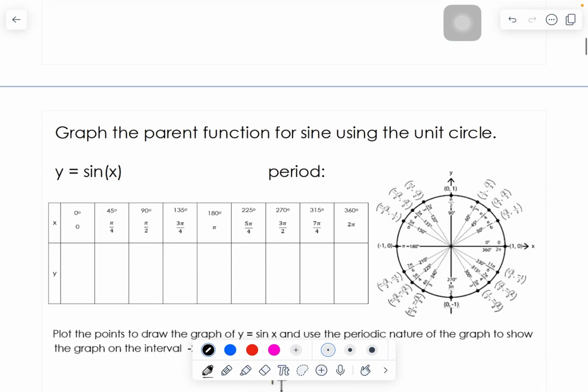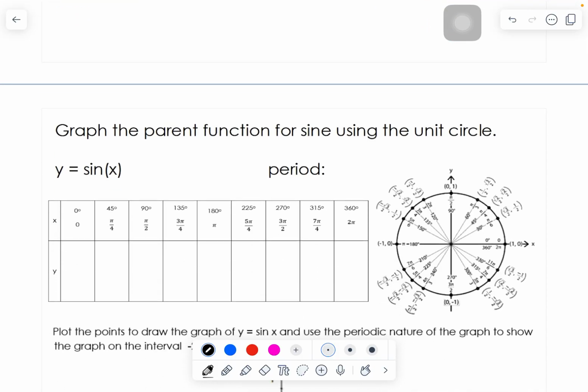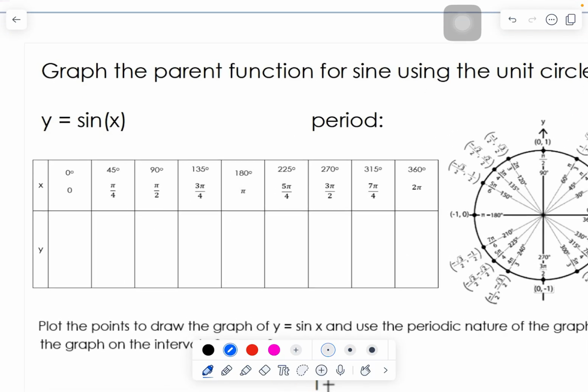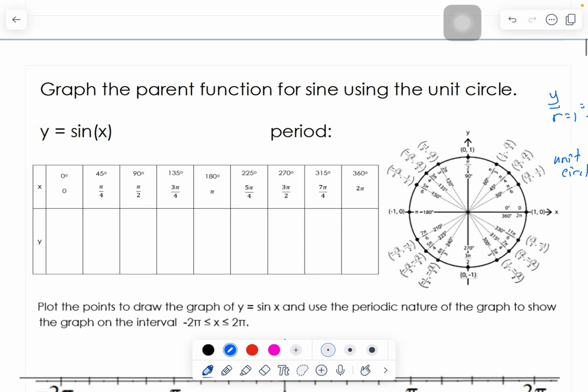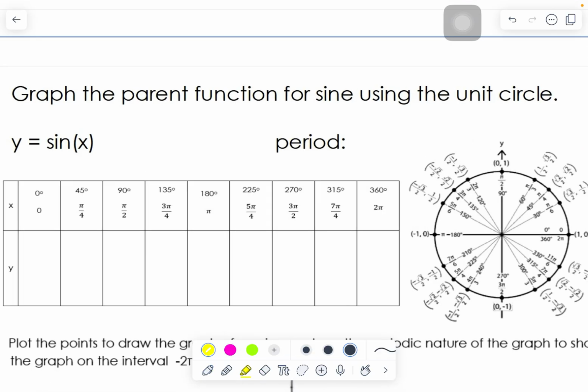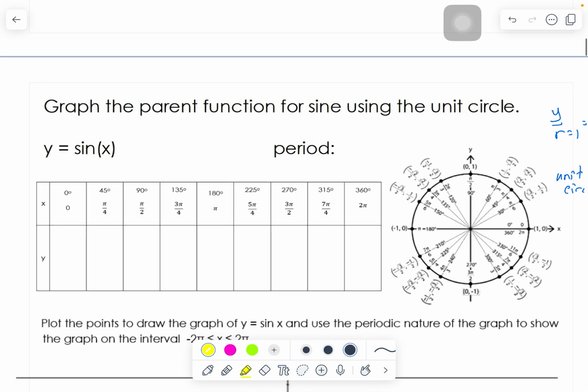Starting off with sine. So if you recall, in triangle trigonometry, sine is defined by y over r. If I look off of the unit circle, the radius now becomes 1, so I can just look at the y values. So in graphing sine, I'm going to look over at this unit circle, and I'm only going to be interested in the y values of these ordered pairs.